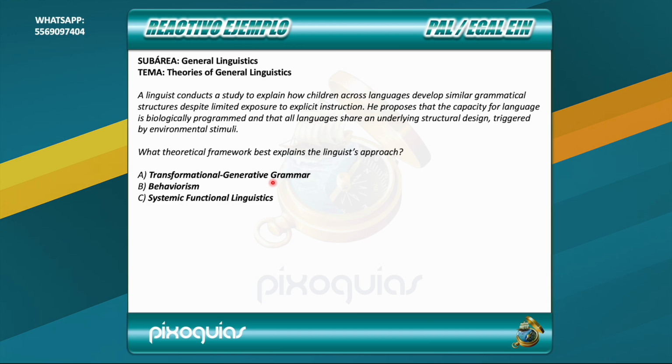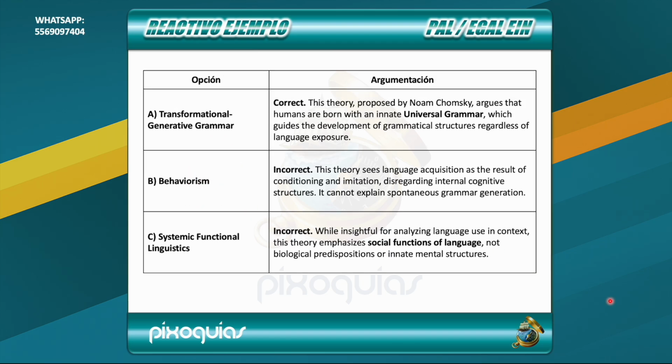A. Transformational generative grammar. B. Behaviorism. Or C. Systemic functional linguistics. The correct answer is A. Transformational generative grammar, because this theory proposed by Noam Chomsky argues that humans are born with an innate universal grammar, which guides the development of grammatical structures regardless of language exposure.